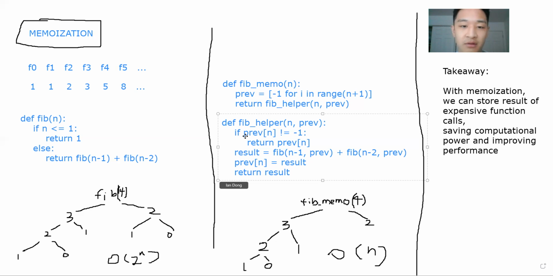Else, if we haven't previously calculated that number, we're going to need to do that. So that's result equals fib. We're going to call fib n-1 with prev and fib n-2 with prev. And then we're going to update prev because now we've just calculated the nth Fibonacci number, and we're going to return that. So for each Fibonacci number, we only need to calculate it once, and every other time that we need it, we can just fetch it from this list.